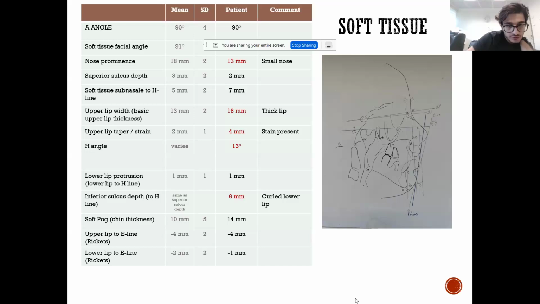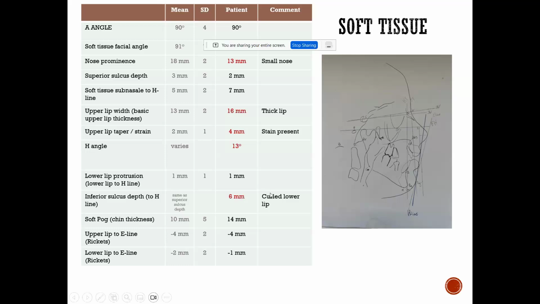We have an inferior sulcus depth of 6 millimeters, so we have a curled lower lip. And according to Ricketts, to the E-line, the upper and lower lips are positioned correctly. Okay, the nasolabial angle, you measured it, you said something? Yes, it's obtuse.